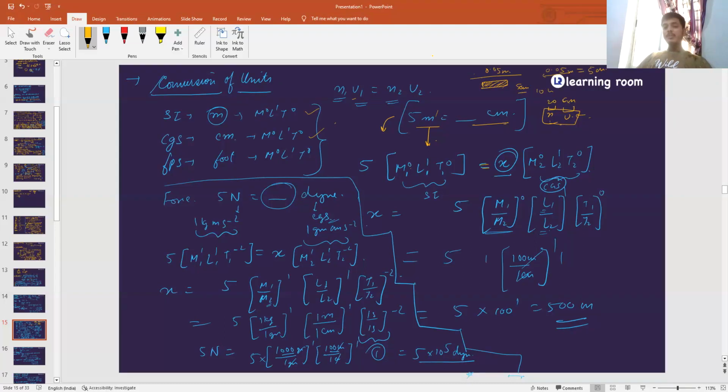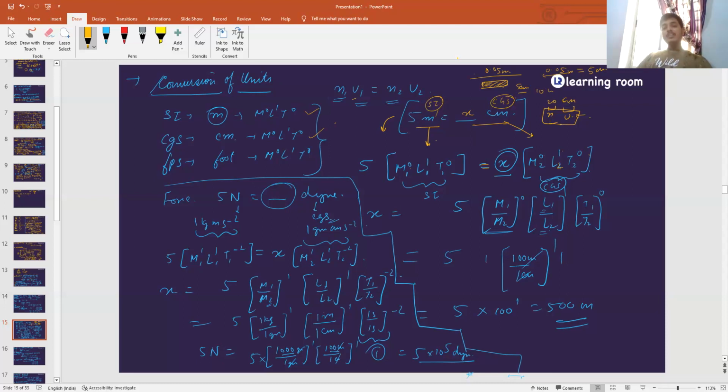And on the second hand side, we don't know the numerical value, but we know the unit. But again, this is of length only. M0, L1, T0, right? But I'm writing L2 because it is in CGS unit, centimeter-gram-second, and this is SI unit. SI unit of length is meter. This is CGS unit.